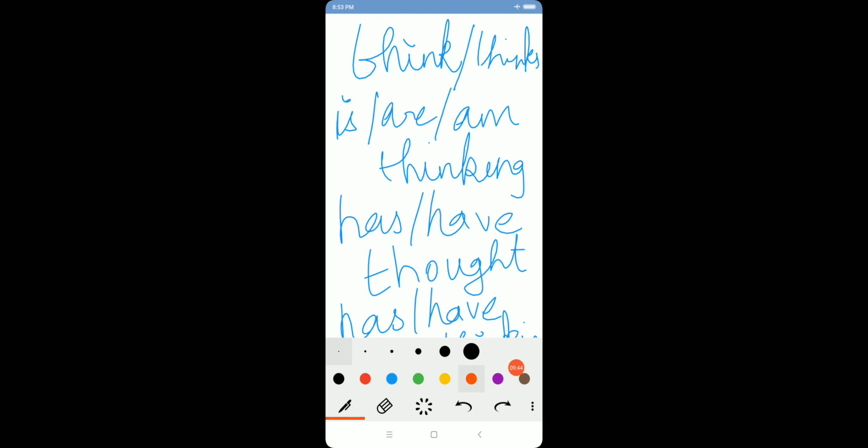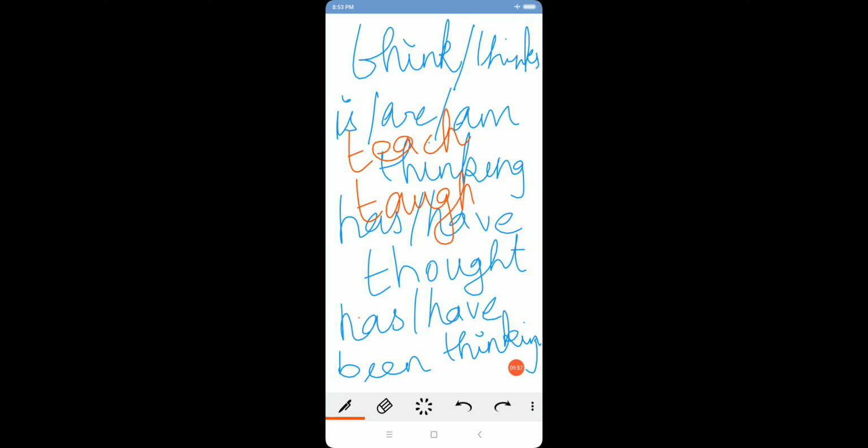See, most of you are making a mistake. The past participle for think is thought. The past participle for teach is taught. In the last video and the one before that, most of you committed mistakes in choosing these verbs. The past participle for think is thought and the past participle for teach is taught. Be clear on this. We have completed simple present tense and its conversion. In the next class we will go for the past tense, right? Thank you.